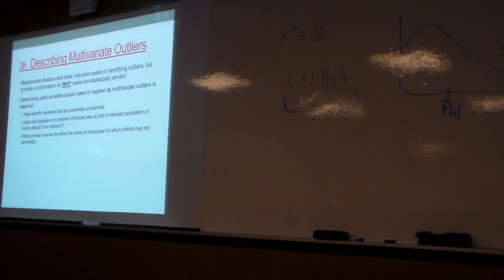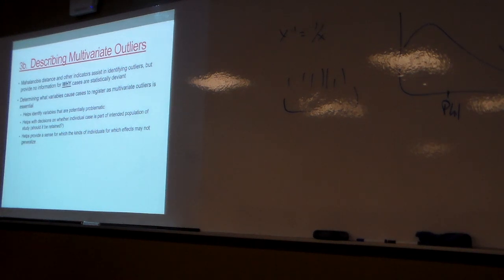Also, it helps to give us a sense for what types of individuals our model does not do a nice job accounting for, right? If I have a handful of cases I've identified as multivariate outliers, and they all have the same characteristics that are causing them to become multivariate outliers, I can say, okay, I've got a model that does a pretty good job of accounting for whatever it is that I'm trying to account for, except for this group of people. If I'm talking about this subset of the population, this model doesn't do a good job of addressing these types of things, right? And so this becomes important because it helps me narrow in on who I can generalize these results to and who I can't, right?